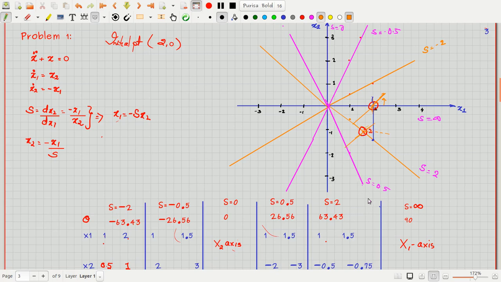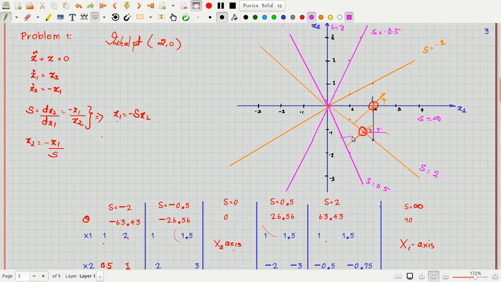And S is equal to 0.5 means it is leaving at an angle of 26.56 degrees. It is leaving at an angle of 26.56 degrees, which means it is somewhere here. The next line is at 26.56 degrees. So from here, I should take some 26.56 degrees, less than minus 45 also. So I should be somewhere here, very near to this point.